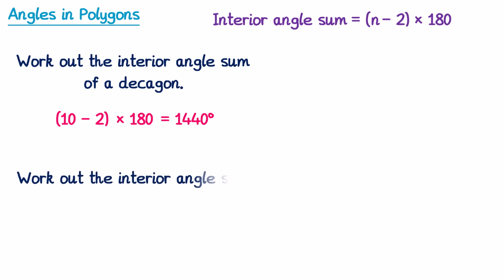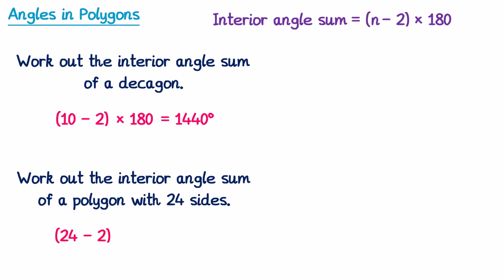Or we could work out the interior angle sum of a polygon with 24 sides. So all we do is replace the n in the formula with 24, so it's 24 subtract 2 multiplied by 180, and this gives you 3960.